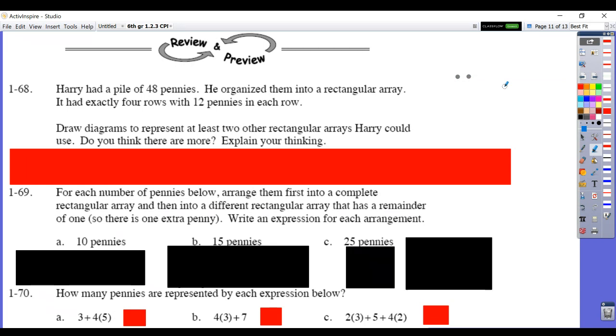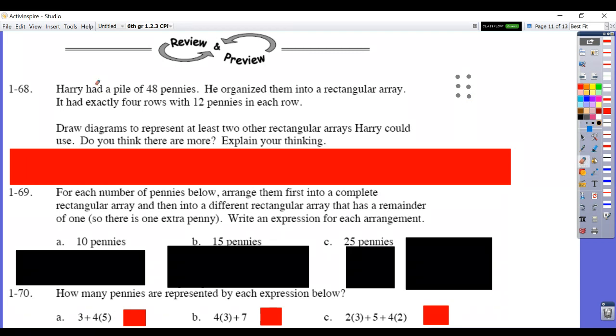Let's take a simpler example, say you had 6 pennies and you wanted to make a rectangular array. All you would need to do is something like this. That's showing that we have 2 columns or 3 rows of 2. So that would represent 6 pennies.